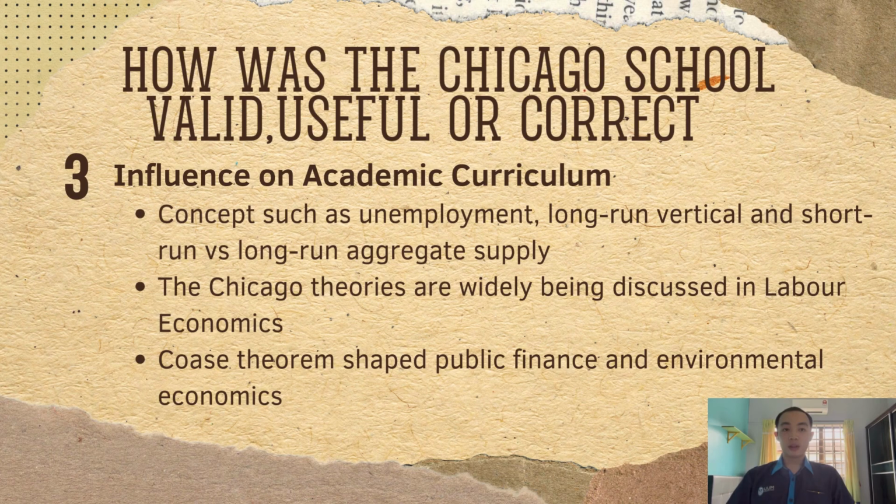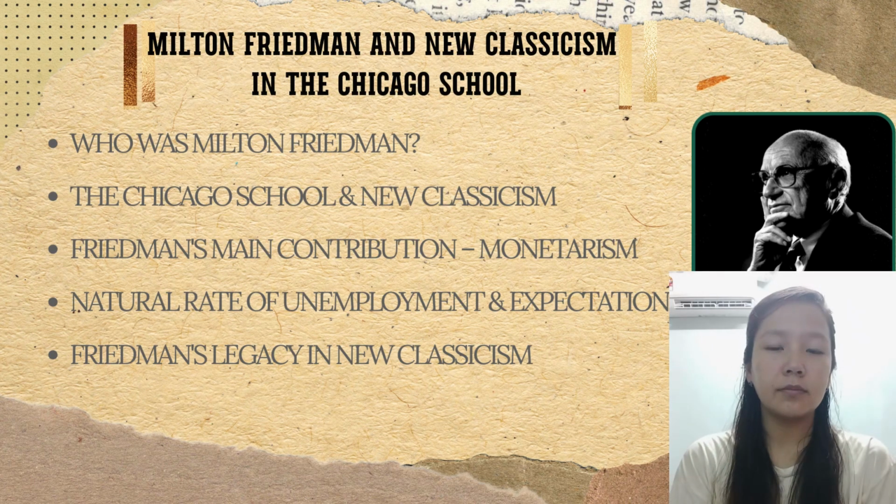Thirdly, the Chicago School also significantly shaped academic curriculum around the world. Their rigorous analytical methods, emphasizing empirical testing and reliance on mathematical models, became the standard for economics departments globally. As a result, generations of economists have been trained in frameworks that originated in Chicago, including rational expectations, utility maximization, and also market equilibrium theories.